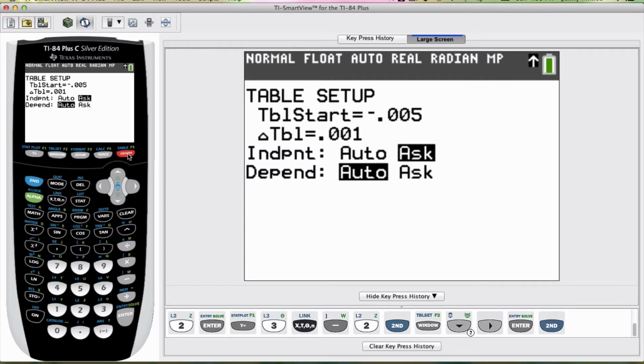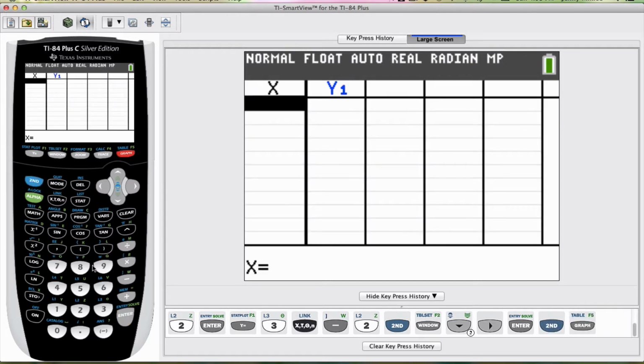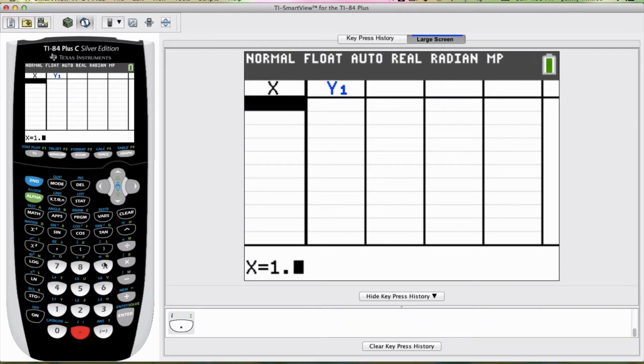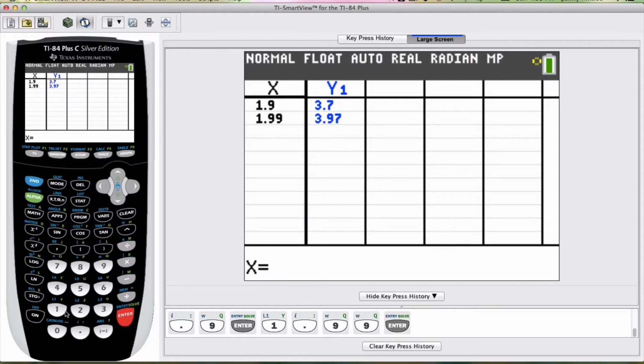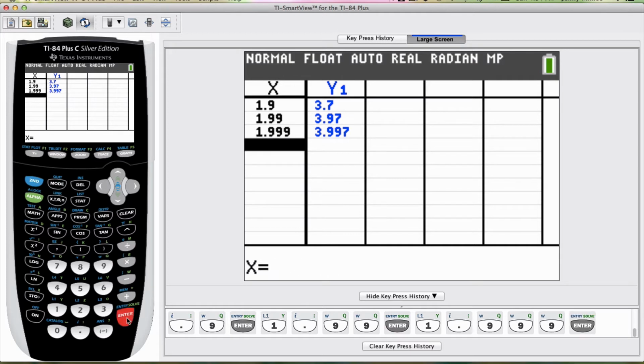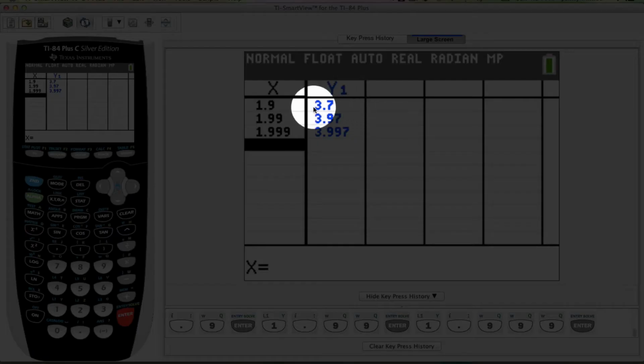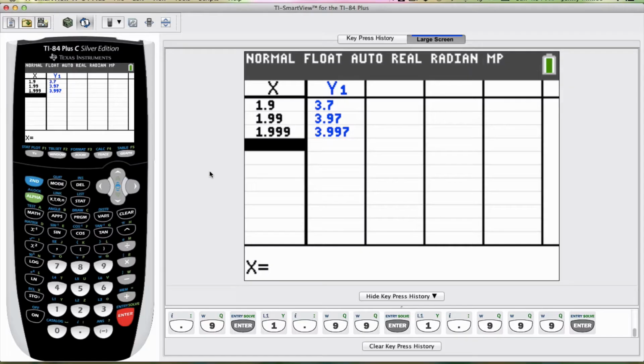So I'm going to press second table now, and I'm going to go ahead and type in the ones we want to find. So 1.9, 1.99, 1.999. So to me, I think this is actually a quicker way of finding these values because it enables us to only type in the expression once. And what I notice here, if we look at these y values, it appears that the closer we get to 2, so as we're approaching 2, it appears that the height is approaching 4.